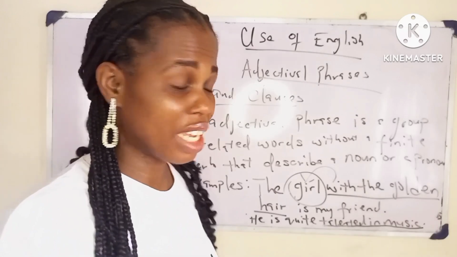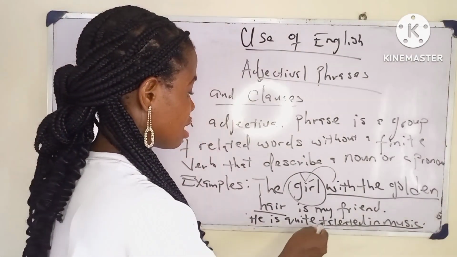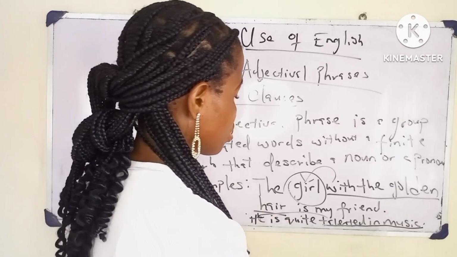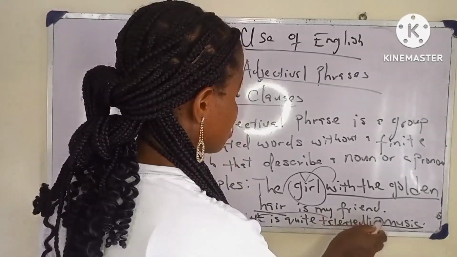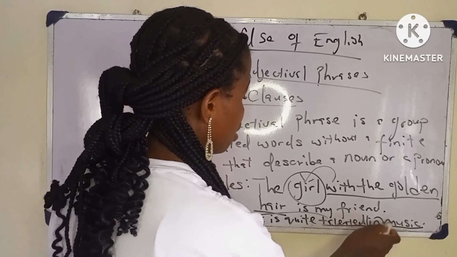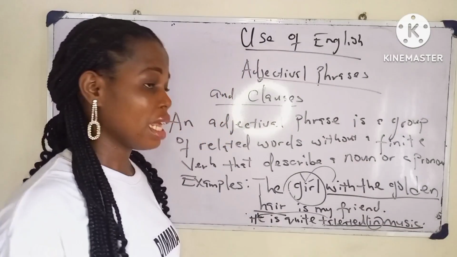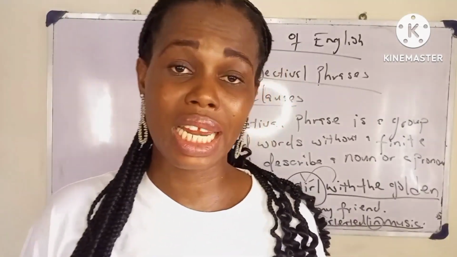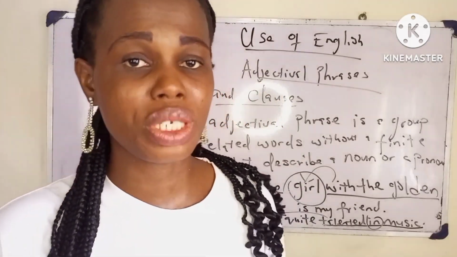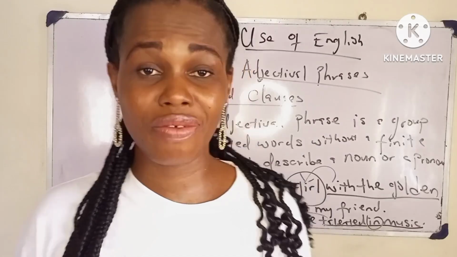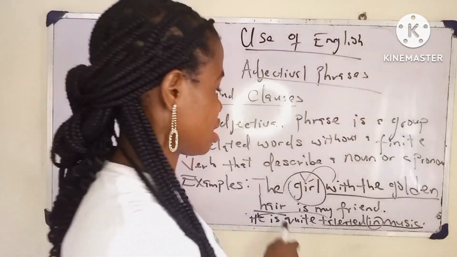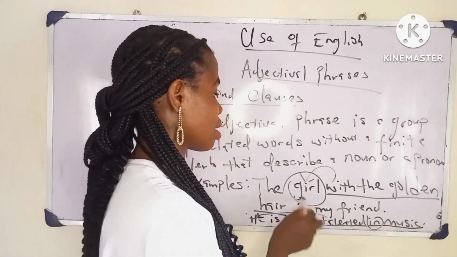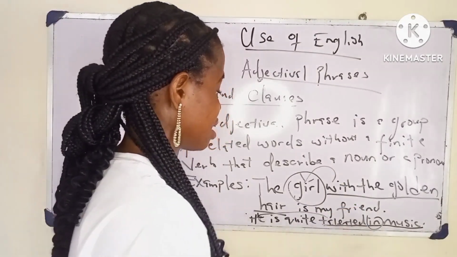Now you have talented. Talented is an adjective describing the pronoun he. Talented in music. In is a preposition. Music is a noun. Another important thing you should know about adjectival phrases is that they must contain an adjective, which is called the head word. So the head word is an adjective. It must contain an adjective. Just like here we have with the golden hair. Golden is an adjective describing girl.